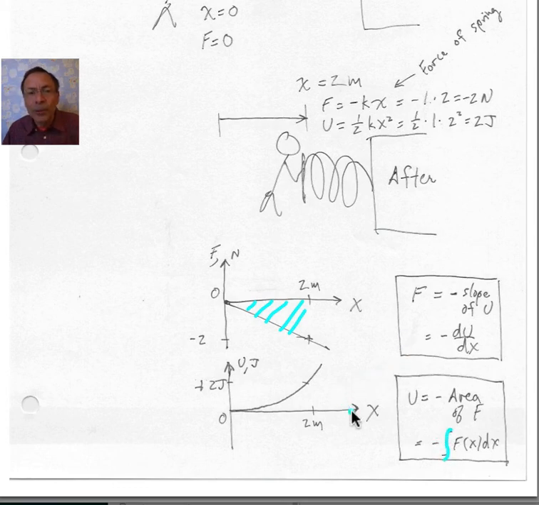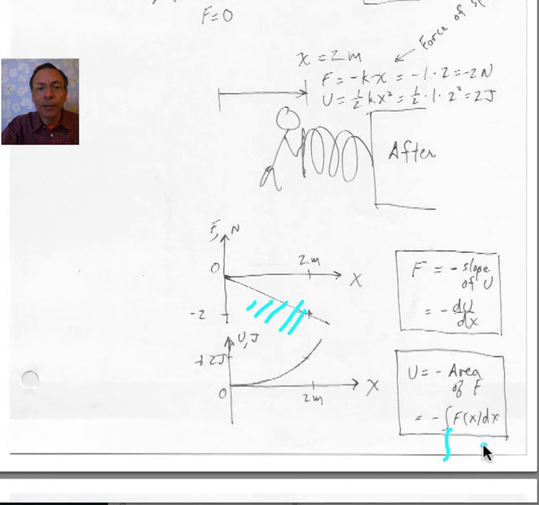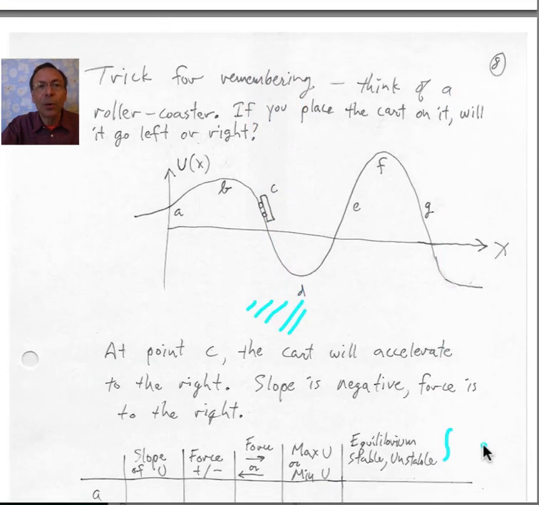So if you don't want to think about calculus, it's the negative of the area between the x-axis and this force line or force curve. If you do want to think about it in terms of integrals of calculus, then it's the negative of the integral of F of x dx. Okay? So there we go. Looking at it in a little more detail.